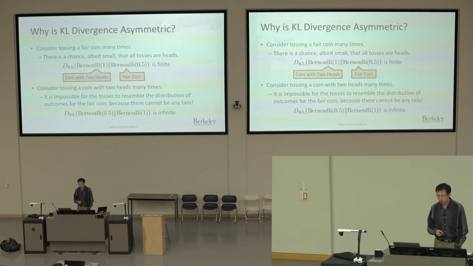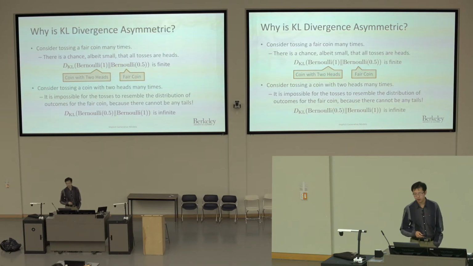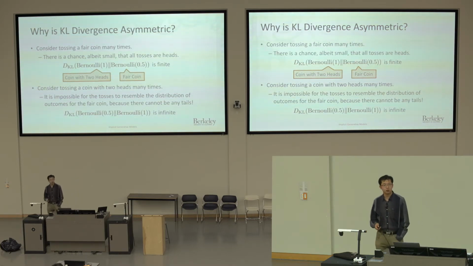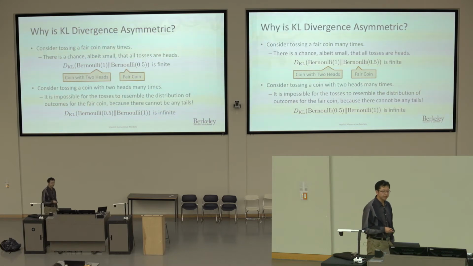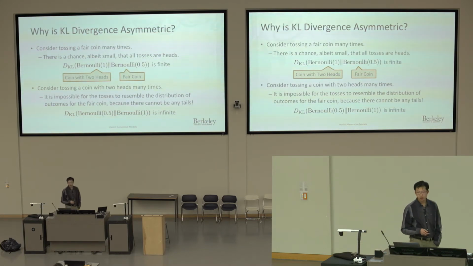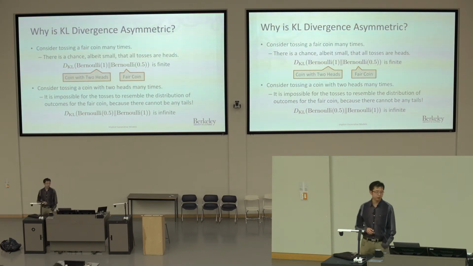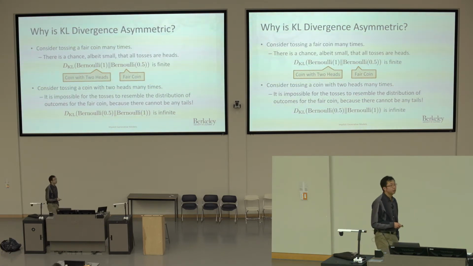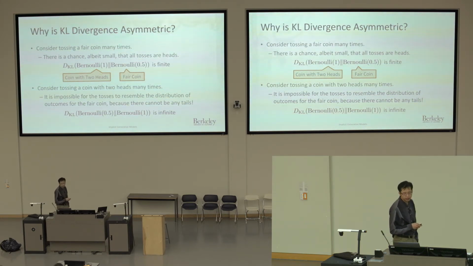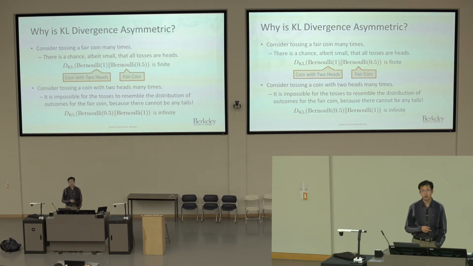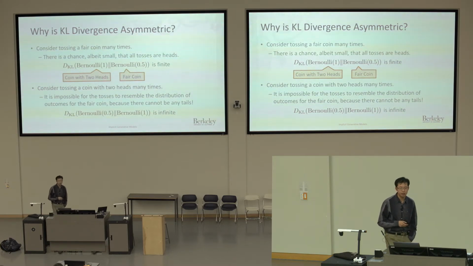So this tells us why KL divergence is asymmetric. Here's a concrete example. If we consider tossing a fair coin many times, there is a chance, albeit very small, that all the tosses end up being heads. So this says the KL from a fair coin to a coin with heads on both sides is going to be finite. There is a very small chance for that to happen.